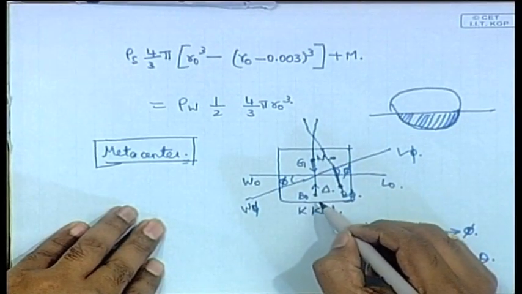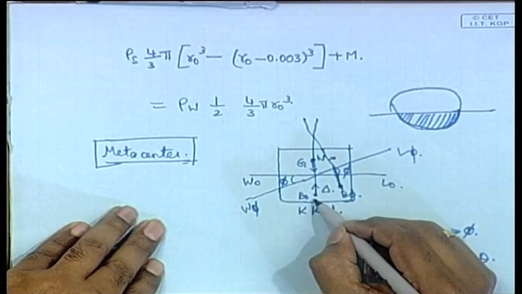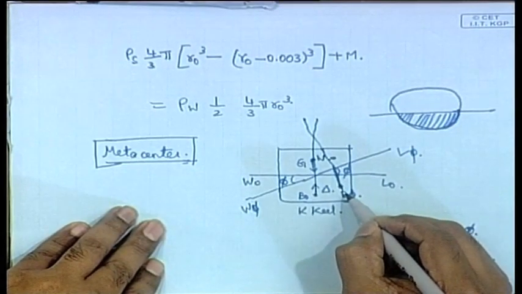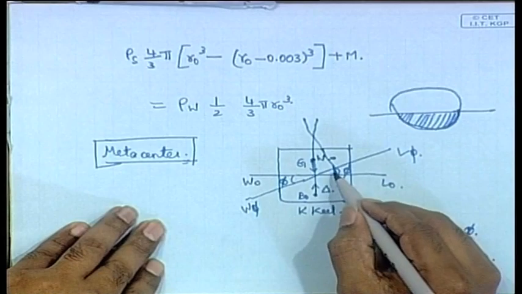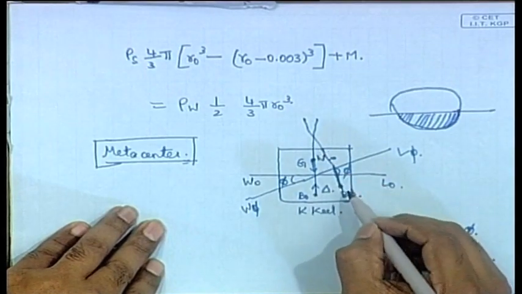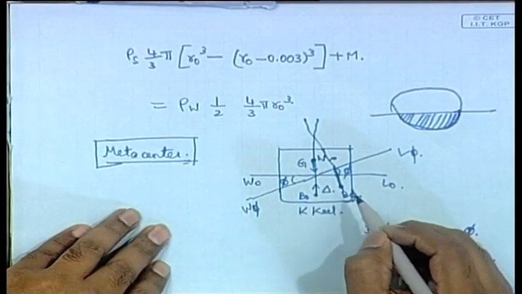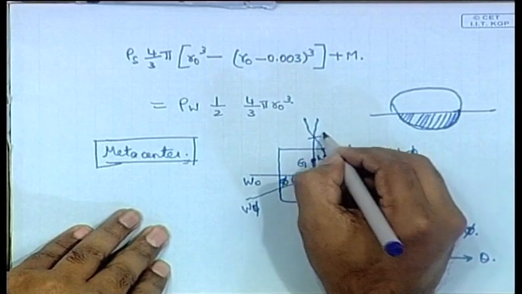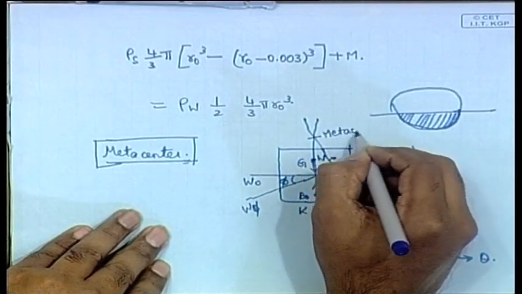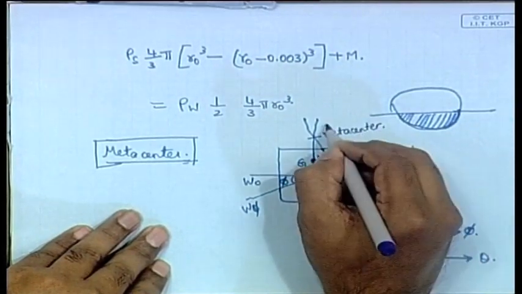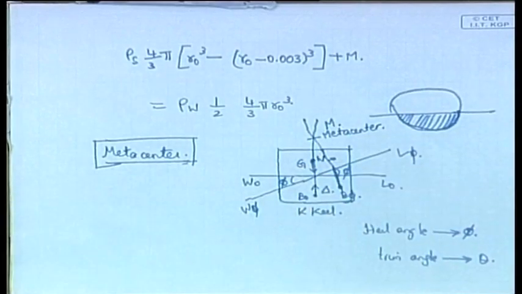Then because of the tilting of the body, B0 has gone to B phi, from where I draw another vertical, right. Now these two verticals will intersect at a point somewhere at the top. That point is known as a metacenter, always denoted by the symbol M, okay.